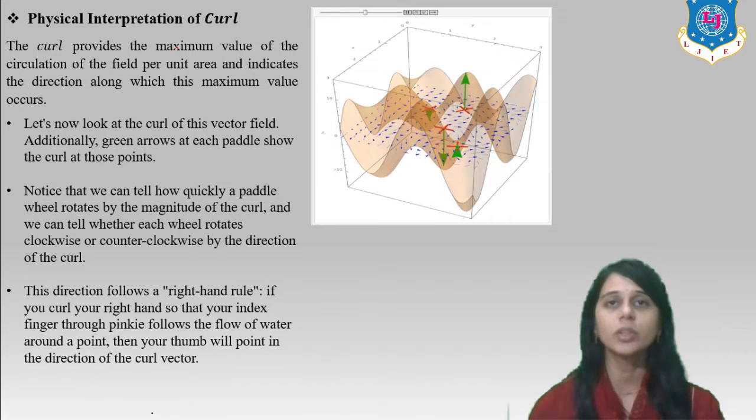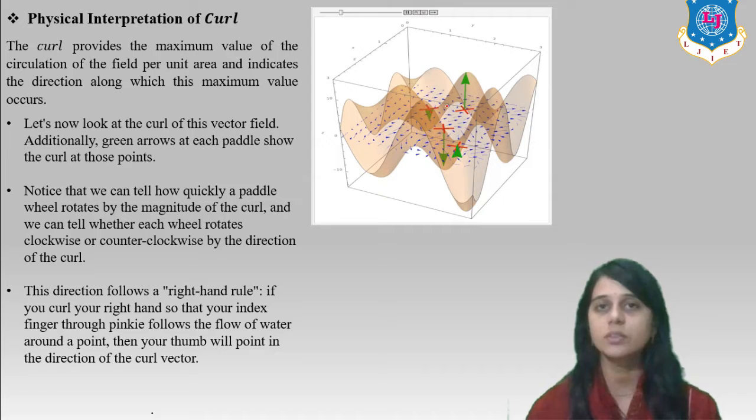Physical interpretation of the curl. The curl provides the maximum value of the circulation of the field per unit area and indicates the direction along which the maximum value occurs. See in this diagram, if we take a hand formation, with fingers in a clockwise formation, these directions create the curl direction.